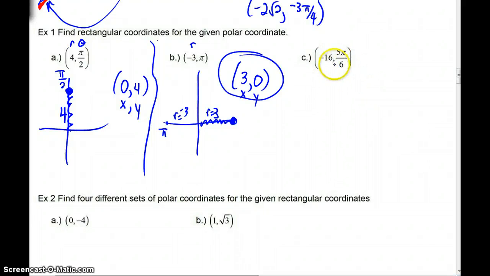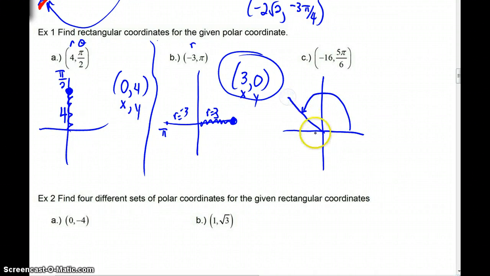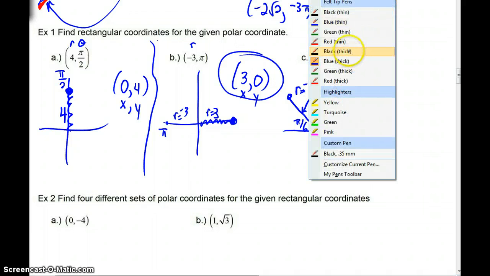Very quickly, let's take a look at C. As we look at letter C, we see a negative radius, a negative r, and 5 pi over 6, of course, is going to be over here in the second quadrant. Now, 5 pi over 6, of course, has a pi over 6 reference angle. And if my r is negative 16, like we were just saying, that means we have to project.